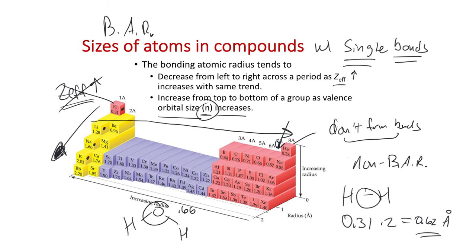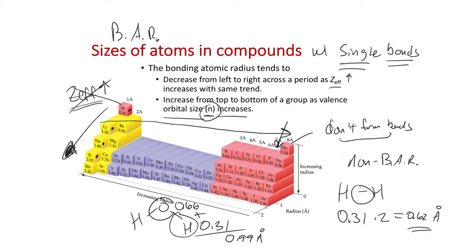So 0.66, and then we look up the radius of hydrogen, 0.31, and we can add them together to get the bond length of about 0.99 angstrom for water. So we can predict bond lengths of single bonded atoms as they connect together.